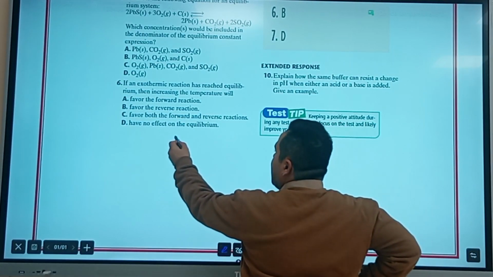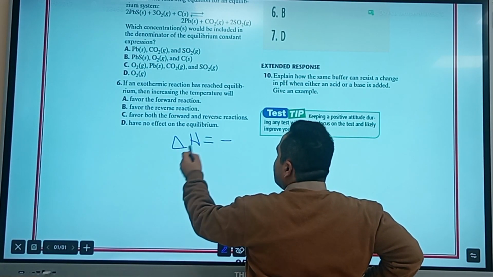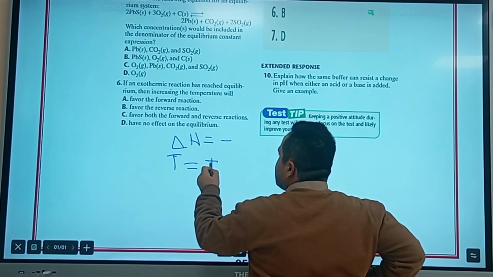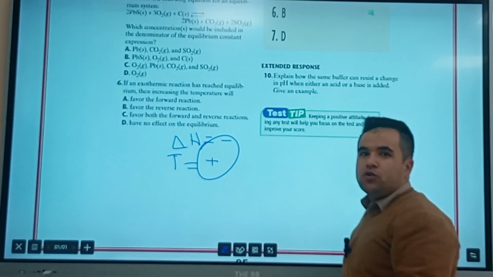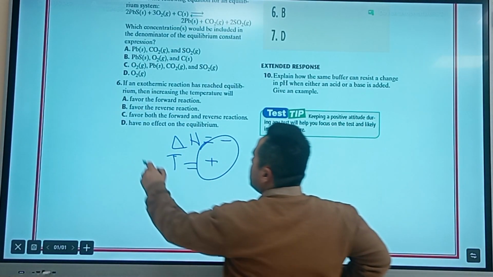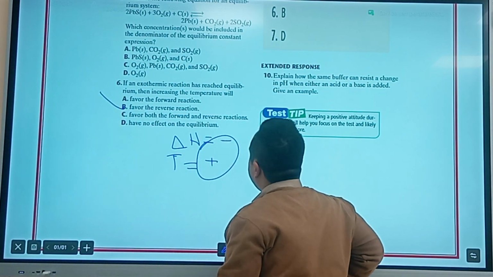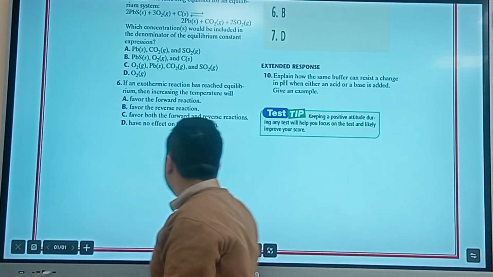In an exothermic reaction, delta H is negative, and the temperature increase is positive. These two are opposite, so the reaction will favor the reverse direction. B is the correct answer.